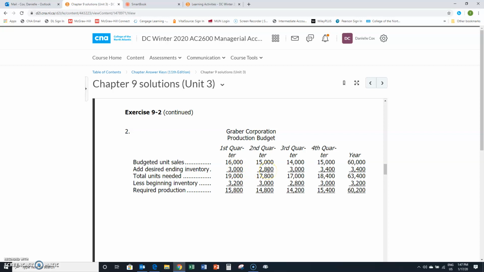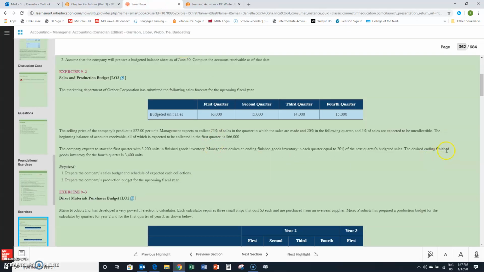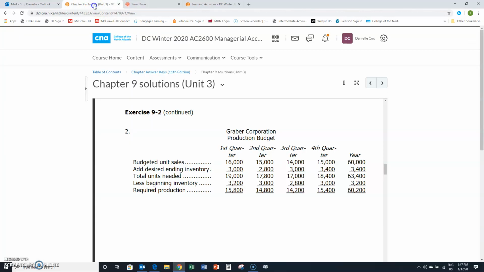Same thing here. We take 20% of the 14,000, our next quarter's sales, which would be this quarter's desired ending inventory. As for the fourth quarter, we don't know what the sales are, so we can't calculate it, but it does say the desired ending finished goods inventory for the fourth quarter is 3,400 units. Now, they could have also just told us what the first quarter of the following year's sales were expected to be, and we could have worked it out, but here they actually give us the number.